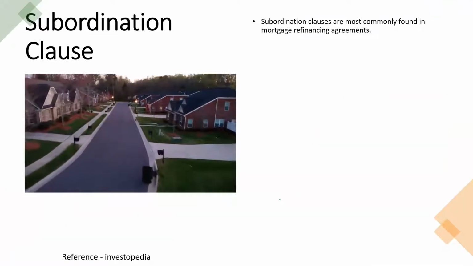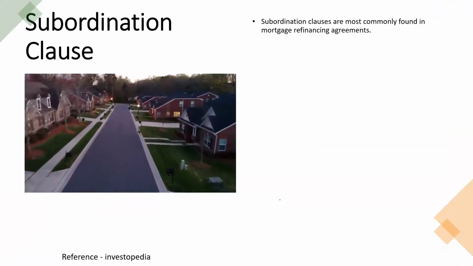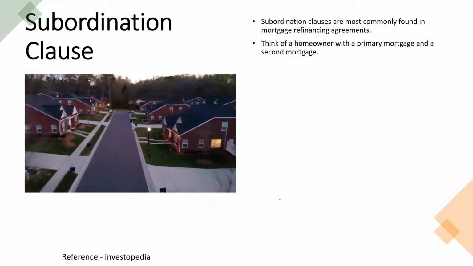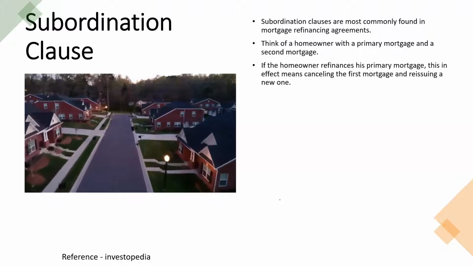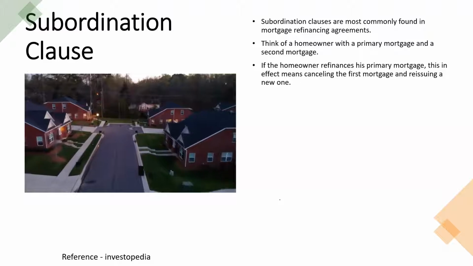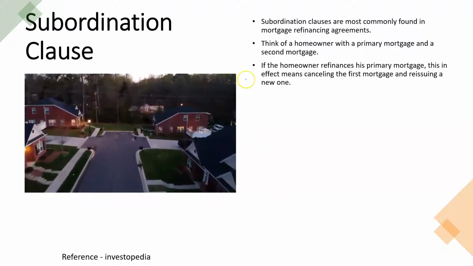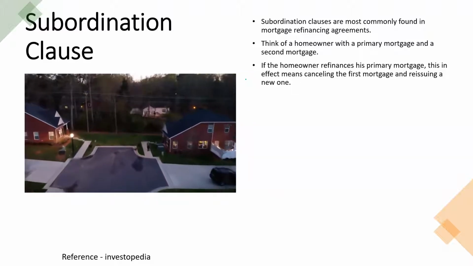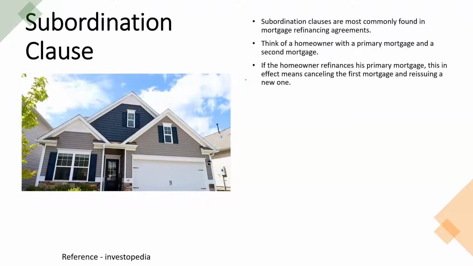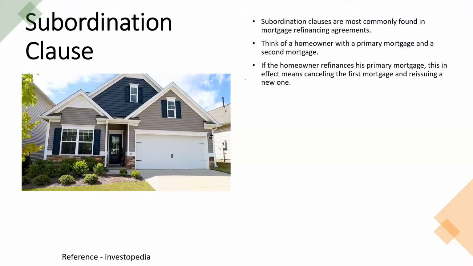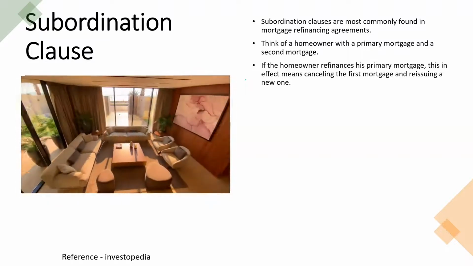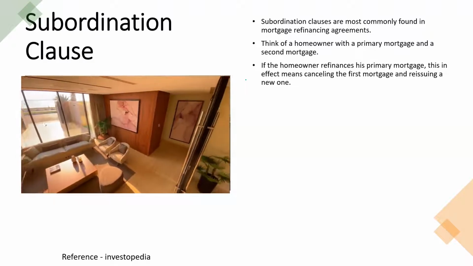Subordination clause continued. Subordination clauses are most commonly found in mortgage refinancing agreements. Think of a homeowner with a primary mortgage and a second mortgage. If the homeowner refinances his primary mortgage, this in effect means canceling the first mortgage and reissuing a new one. So now you've got mortgage one, you've got mortgage two out there. They want to refinance mortgage one, which already had the primary sequence, but you're basically now reformatting it. So then the question, will that reshuffle the sequence in terms of the primary and secondary, since you're forming it at a later point in time?